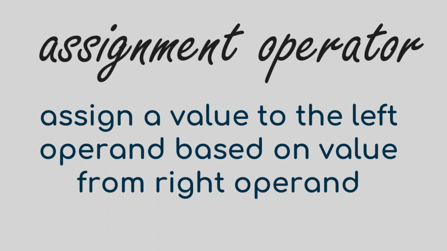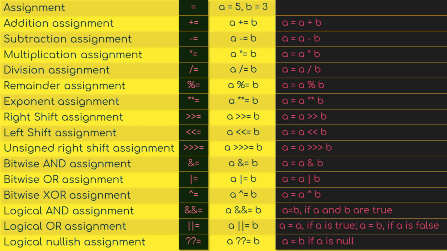The next operator we are going to see is the assignment operator. Assignment operator is most commonly used to assign a value to a variable. Given here is the list of various assignment operators. The basic assignment operator is the equal to symbol. Other assignment operators are indicated by their corresponding operators suffixed with the equal to operator. The full list of assignment operators with their expansion are as given here.